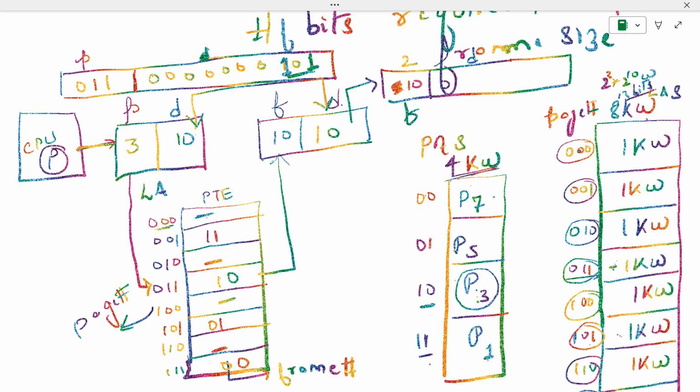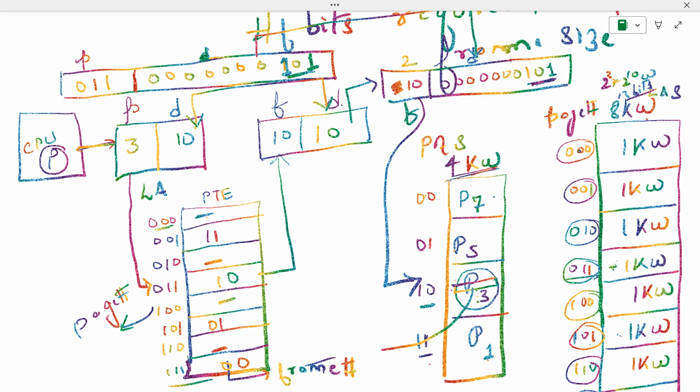So this will be 00 0000 0101. So at the fifth offset, our instruction will be present. The D component remains the same, but the frame number changes. And from here we will access this page and bring it to the main memory. So this P3 will be accessed, and here at the fifth position we will have the instruction that is required for the execution of the program, and from here it will be fetched to the CPU.